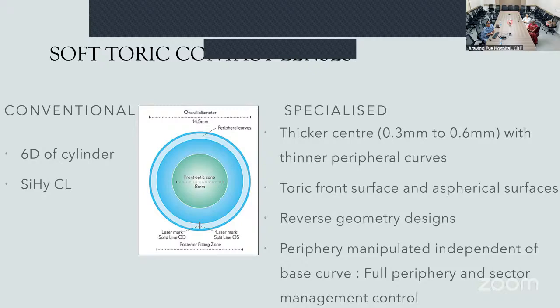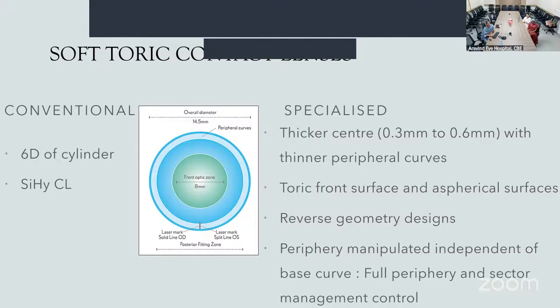center with thinner peripheral curves. They also have the additional advantage of toric front surface and aspherical surfaces. It also comes in reverse geometry designs, and the periphery can be manipulated independent of the base curve. Full periphery as well as sector management is also possible. And these lenses usually have a laser mark at the inferior 6 o'clock position.